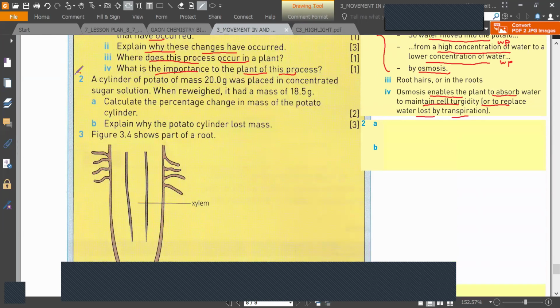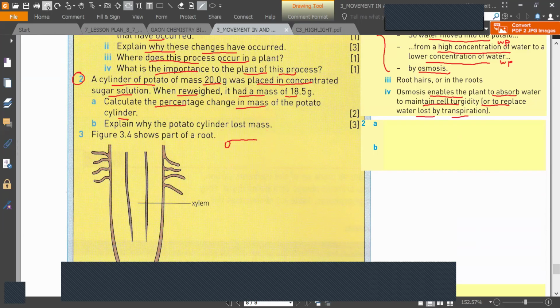Question 2. A cylinder of potato of mass 20 grams was placed in a concentrated sugar solution. When reweighed, it had a mass of 18.5 grams. Calculate the percentage change in mass of the potato cylinder. So what is the situation that we have? This is a potato cylinder, and we put it in the concentrated sugar solution.